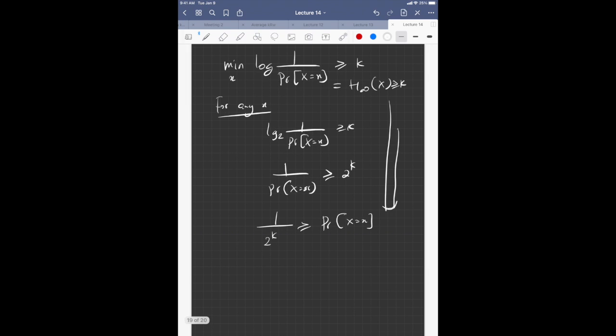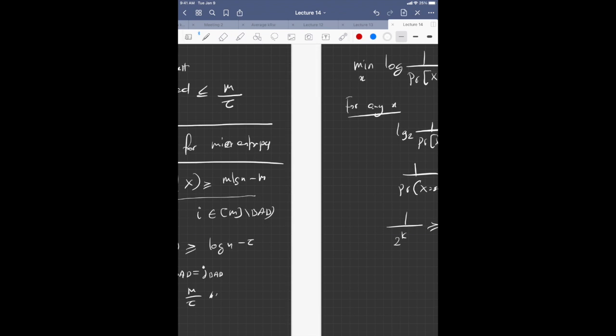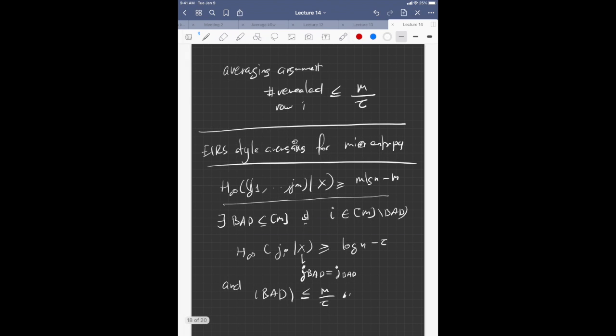Then we'll end the lecture for today, and we'll see the problem with this kind of argument. We'll need a more complicated averaging argument, which we'll see in the next lecture. So we are trying to prove this theorem, which says that. Let me just copy this.